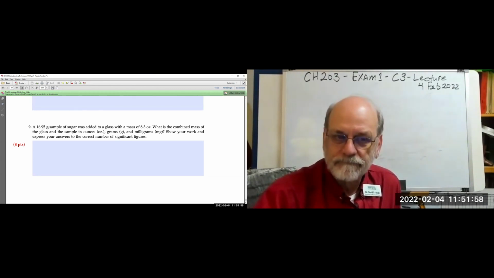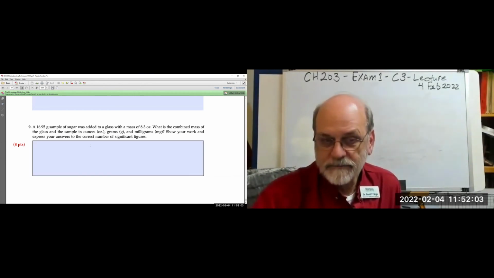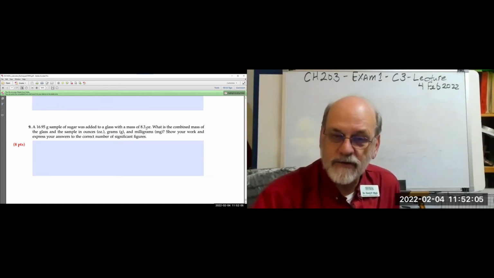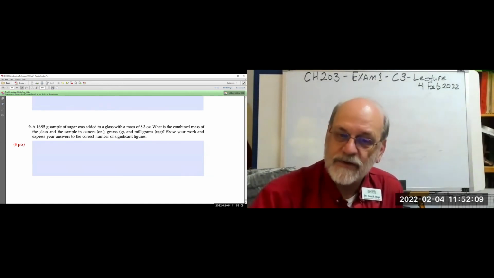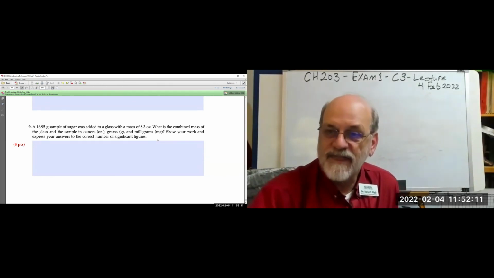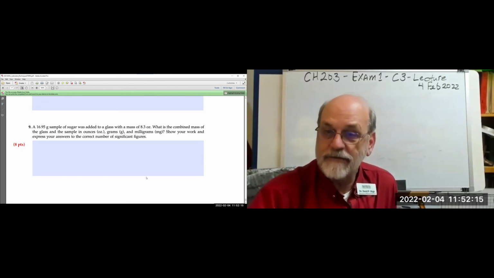And then add the ounces together to get this answer. Then you can convert ounces to grams and add them together and get this answer. And then you can convert grams to milligrams because there are 1,000 milligrams in a gram. Okay, so you're going to have 3 answers: ounces, grams, milligrams.